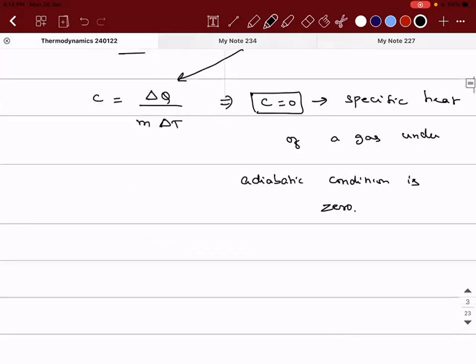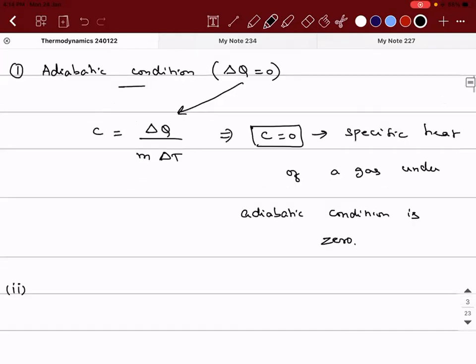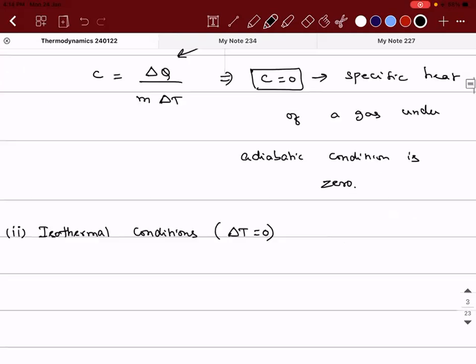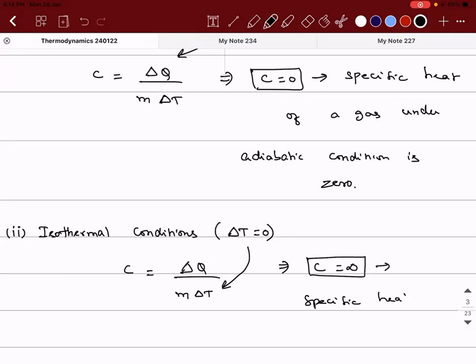Second, suppose there is an expansion or compression of gas taking place under isothermal conditions. Then I can say delta T is 0. Take C is equal to delta Q divided by m delta T. If I substitute delta T equal to 0 here, I will get C is equal to infinite. Means the specific heat in this case is infinite.